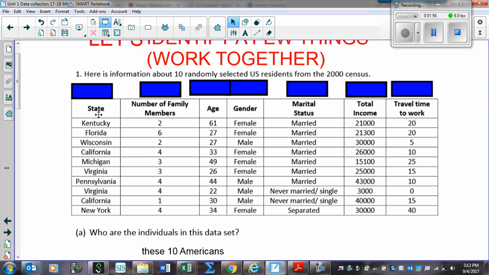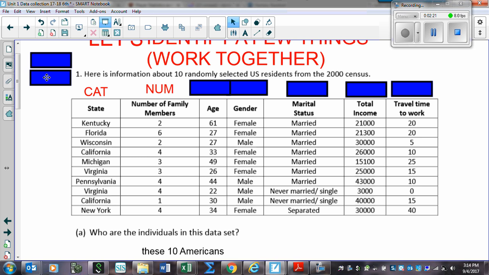For the first one, state: what state are you categorized in? Are you in Kentucky or Florida, Wisconsin or Hawaii, or any state on here or not on here? That's categorical. It jumps out that it's answered with a word, but you're categorizing yourself as being from a certain place. Number of family members: number is kind of a hint as well. It's numerical data, and the unit in this case is people in your family.